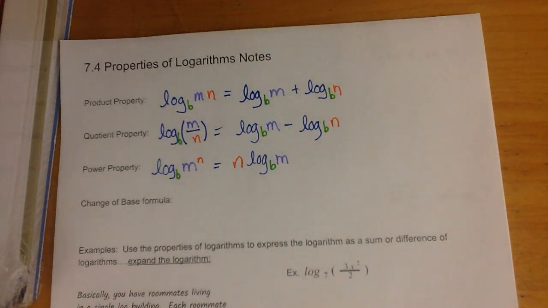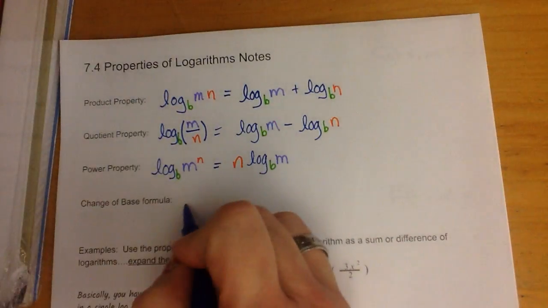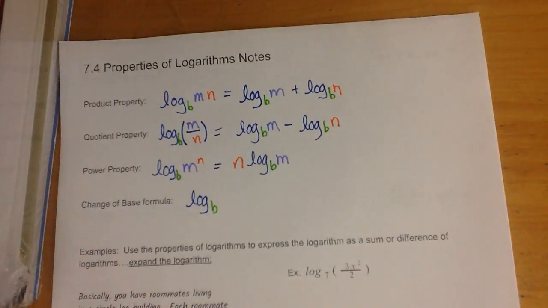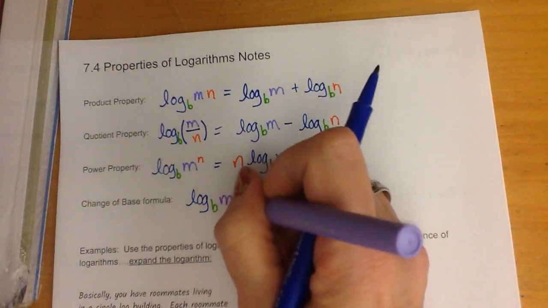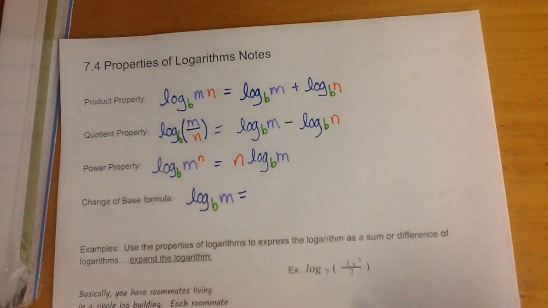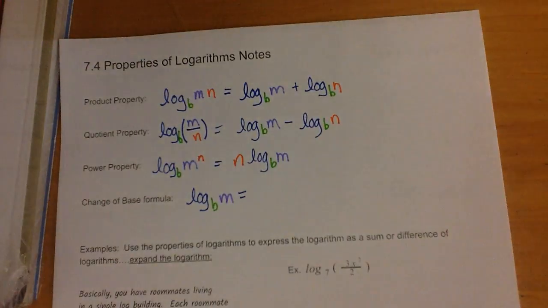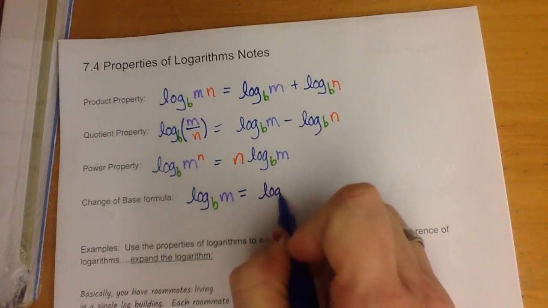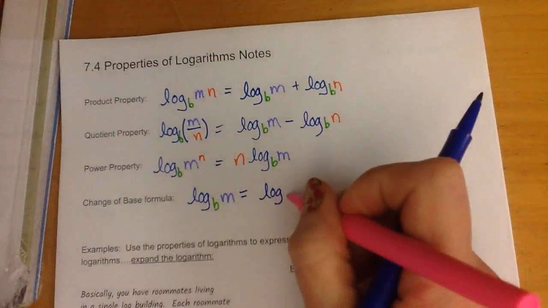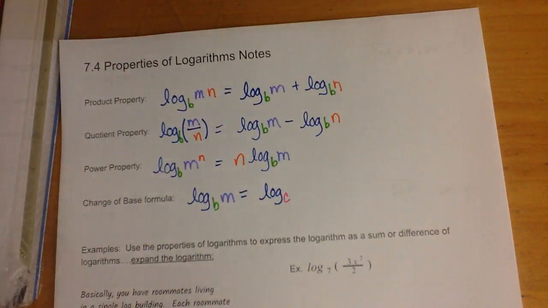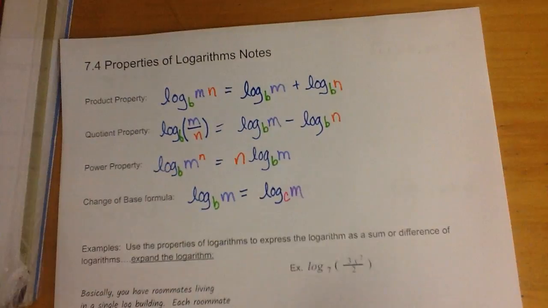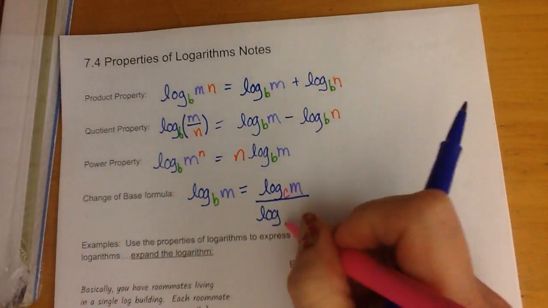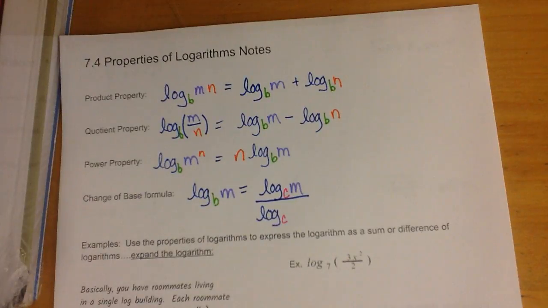Change of base formula allows you to change your base from anything you started with. So we'll start with log base b of m, and we're going to change it to anything we want. So we're going to change that to log base c, just to indicate it could be any number. So it would be log base c of m divided by log base c of b.